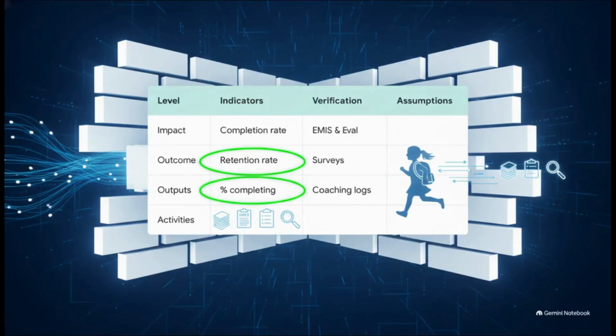Let's take those data sources and plug them right back into our growing matrix. We are literally building a solid wall of evidence-based planning here. Look at our outcome, girls attending regularly. We measure it via the retention rate, and we prove it using student surveys and trackers. There is absolutely no guesswork happening here. Every single result has a metric, and every single metric has a strictly defined data source.